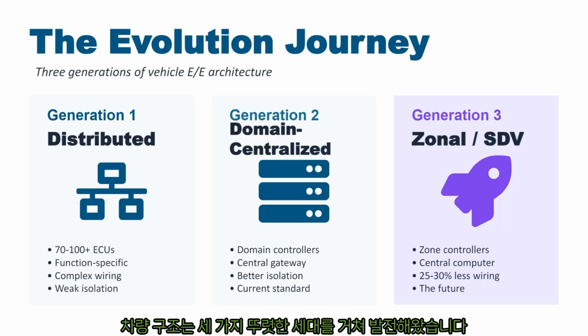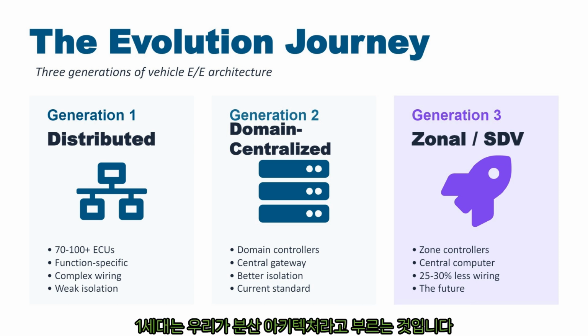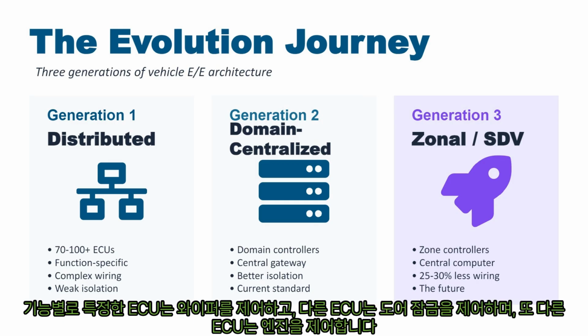Vehicle architecture has evolved through three distinct generations. Think of it like this: if you look at a vehicle from the 1990s, then a vehicle from 2015, and then a cutting-edge 2025 electric vehicle, you're looking at three completely different electronic architectures. Generation 1 is what we call distributed architecture. Picture this: 70 to 100 individual ECUs, each doing one specific job. Function-specific means one ECU controls your wipers, another controls your door locks, another controls your engine.